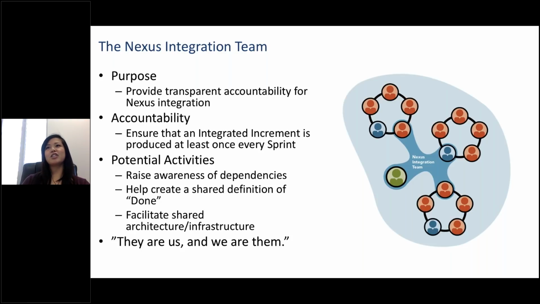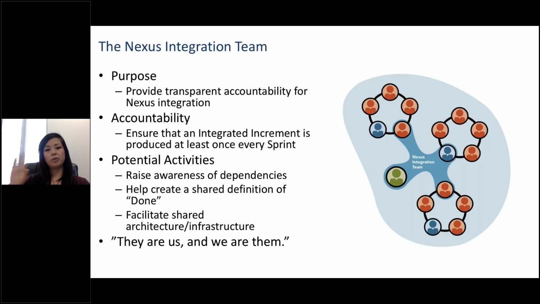Because the fact is that the Nexus integration team isn't a separate team and it's not doing integration. So what are they actually doing? Well, they're there to provide transparent accountability for Nexus integration. If you can see in that image, it's composed of the product owner, who remains there, but different people from the different teams to get that representation.